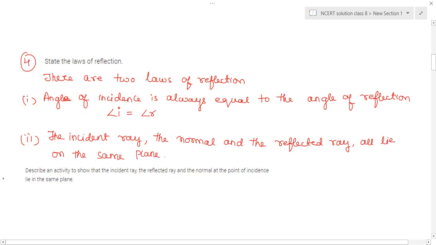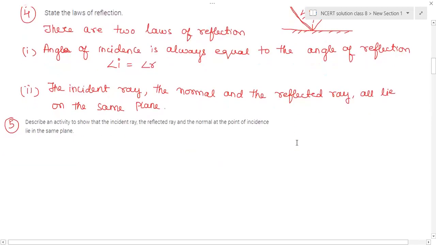This is the fourth question. Now the fifth question. You can always draw the classic figure of angle I is equal to angle R. You show a mirror, the incident ray, which is supposed to be straight, and then the reflected ray as well, making the angles equal. Draw carefully with a scale and pencil. Children, in the exam, do not use a pen to draw the figure, because that is not a healthy habit and your marks may get deducted.